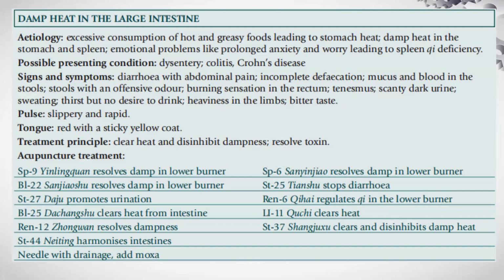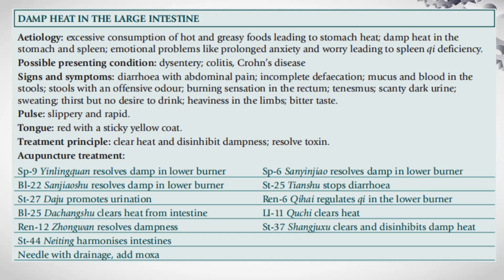There will be diarrhea with abdominal pain, incomplete defecation, mucus and blood in the stools, stools with an offensive odor, burning sensation in the rectum, tenesmus, scanty dark urine, sweating, thirst but no desire to drink, heaviness in the limbs, and bitter taste. Pulse would be slippery and rapid, tongue red with a sticky yellow coat. Treatment principle: clear heat, disinhibit dampness, resolve toxin.